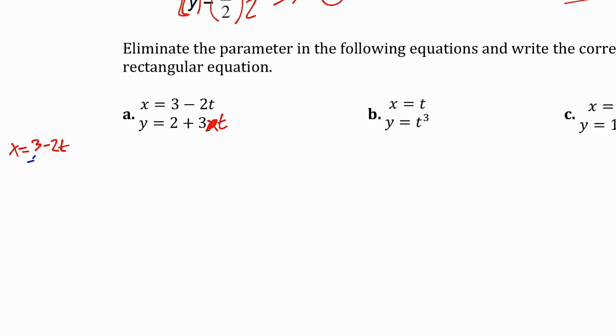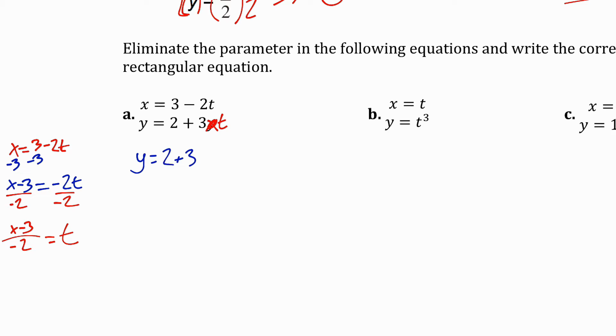In order to do so, I'm going to subtract 3 from both sides. We got x minus 3 equals negative 2t. To keep solving for t, we're going to divide both sides by negative 2, and we end up with (x minus 3) over negative 2 equals t. Now this one's not as pretty as the first example we were using, but that's okay. Now we're going to plug that into the second equation, the other equation we did not use. It was originally y equals 2 plus 3t, but now instead of t, we're replacing that with (x minus 3) over negative 2.